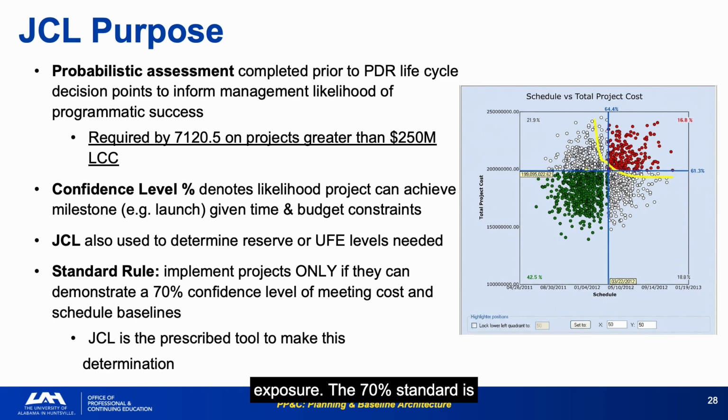The 70% standard is deliberately conservative. It means 30% of JCL outcomes exceed the committed cost and schedule. A 70% JCL is not a guarantee. It is a statement that the program has made credible commitments with adequate reserves for the level of uncertainty present.